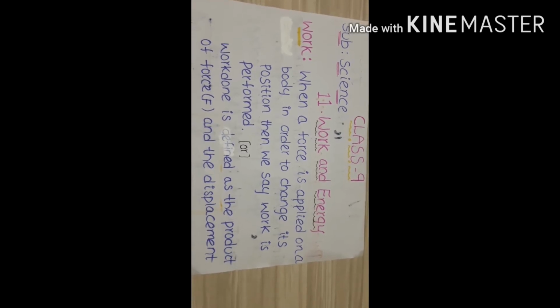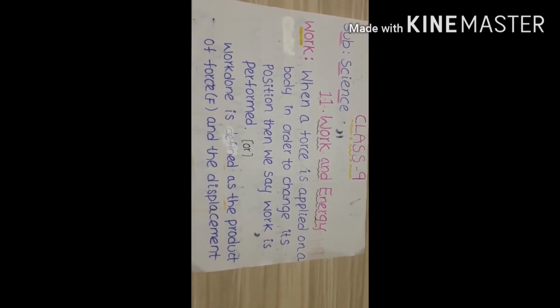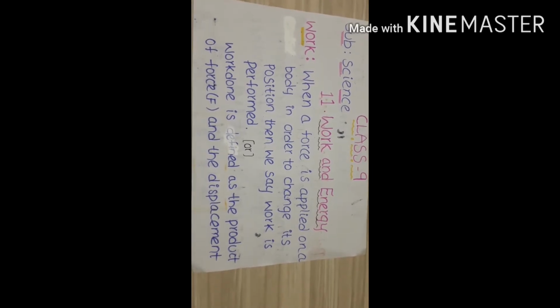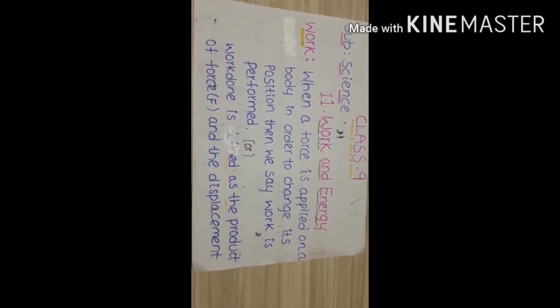So in this video we are discussing class 9th chapter number 11, work and energy. First of all, what is meant by work? For example, this is an object, and it is at rest. When applying force on the object, what happens? It gets a displacement. It changes from one point to another point. So when force is acting on the object, it may get displacement. It may change from one place to another place. That is called work.